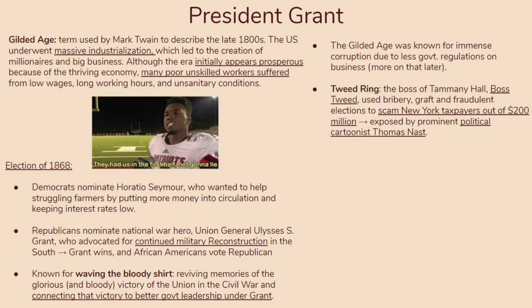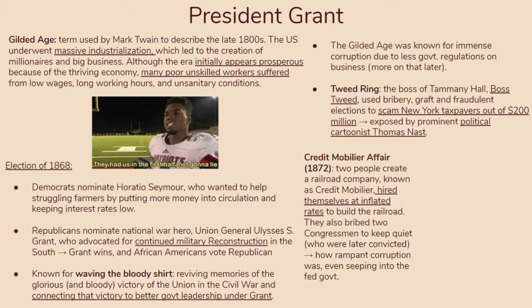Some other scandals you should know about are the Tweed Ring, where the boss of Tammany Hall, Boss Tweed, used bribery, graft, and fraudulent elections to scam New York taxpayers out of $200 million. If you remember, Tammany Hall was the political machine where they would provide basic welfare services to the low-income families of New York in exchange for political support. And of course, Boss Tweed was exposed by the prominent political cartoonist Thomas Nast. You will likely see a political cartoon by Thomas Nast at some point during your APUSH classes, so just keep that name in mind.